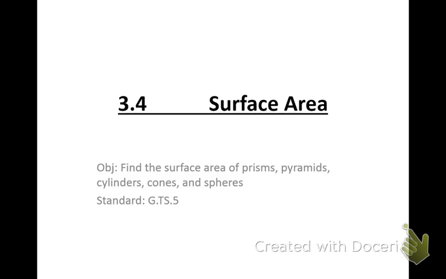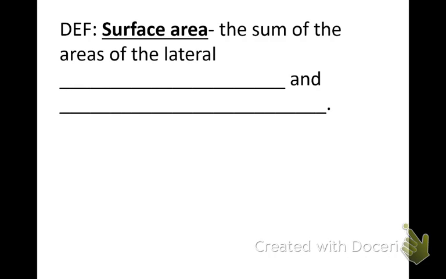So 3.4 is the chapter on surface area, the section on surface area. Our objective is to find the surface area of prisms and pyramids, cylinders, cones, and spheres. Today we're just going to do the surface area of prisms and pyramids. Surface area is the sum of the areas of the lateral faces and the bases.